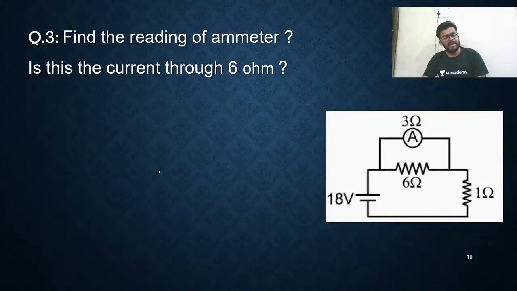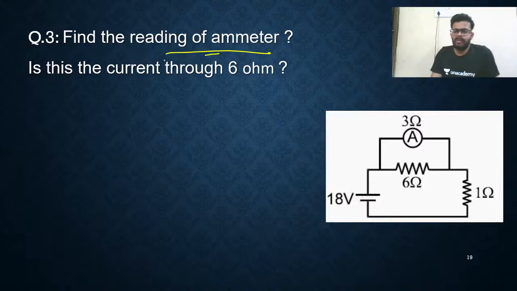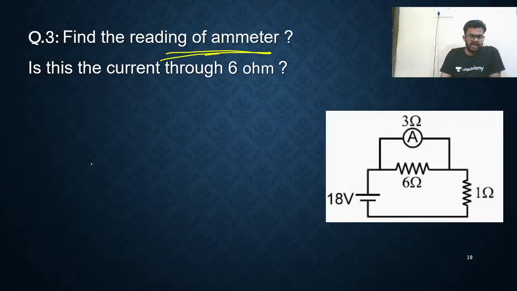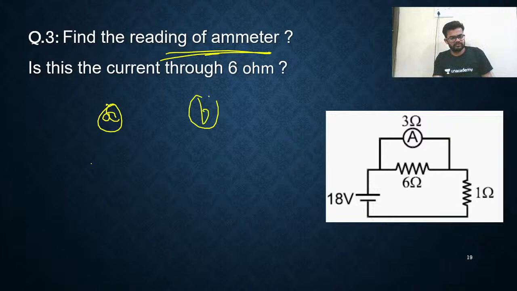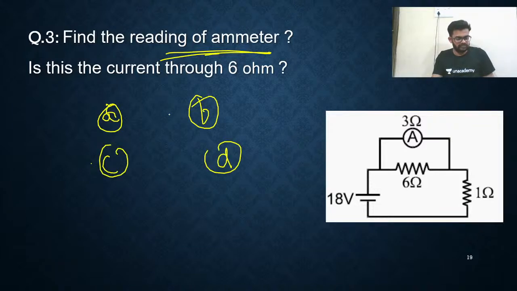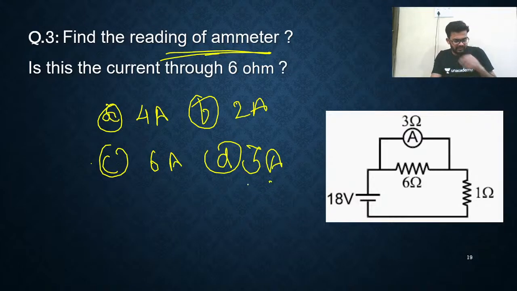Next question is there in front of you. Here, the ammeter is connected parallel to the 6 ohm resistance. There are two questions. First, find the reading of the ammeter. I am giving you options. These are the four options in front of you. Choose the correct answer. What is the reading of the ammeter? Actually, an ammeter should be added in series, but by mistake, someone added it in parallel.